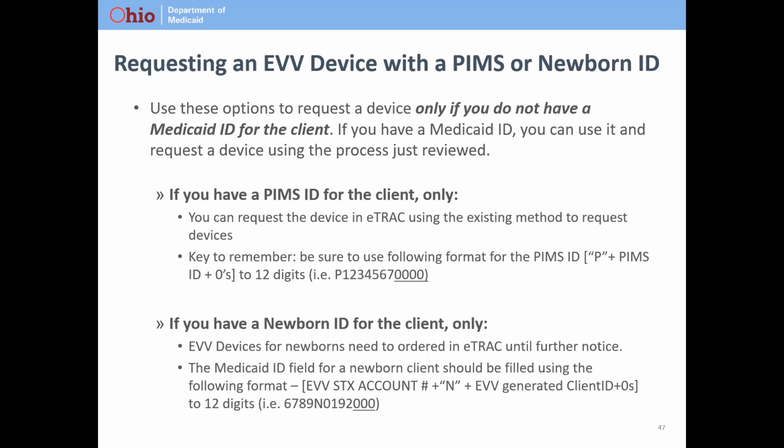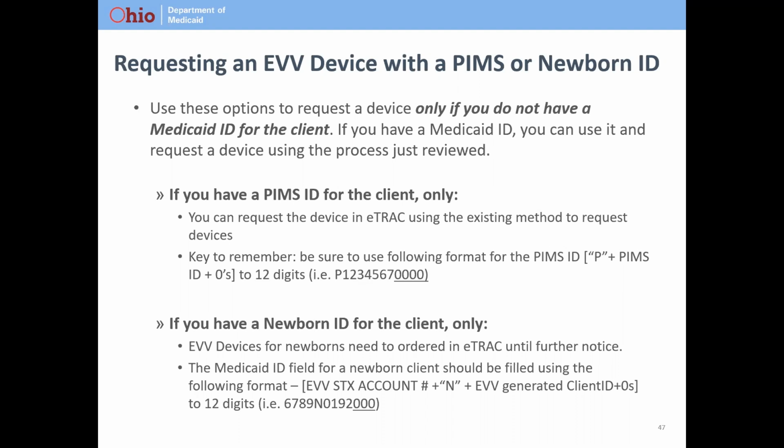let's say, the client for ODA, so they don't necessarily have a Medicaid ID, but they have a passport or PIMS ID for the client. This is an example where they don't have a Medicaid ID, or if the client is a newborn, they wouldn't have a Medicaid ID. There are some special circumstances to requesting that device, and that is how you would address the Medicaid field. So if you don't have a Medicaid ID, this Medicaid field still shows up in eTRAC.